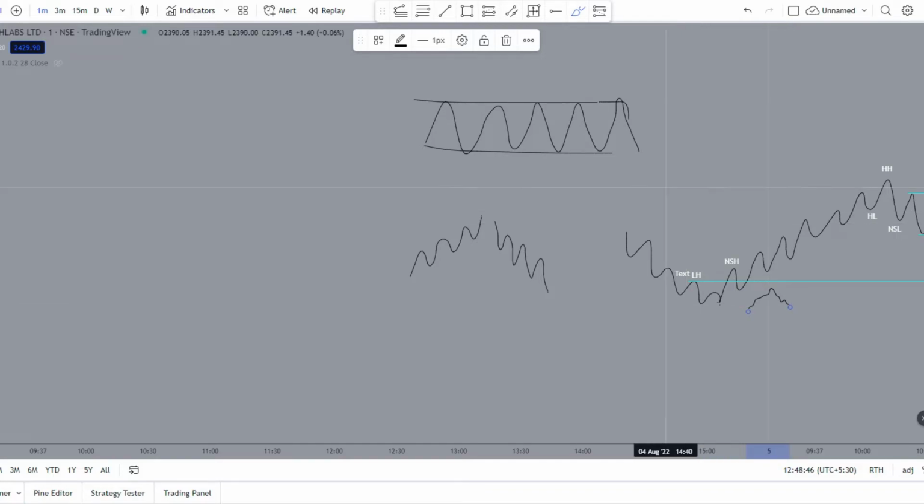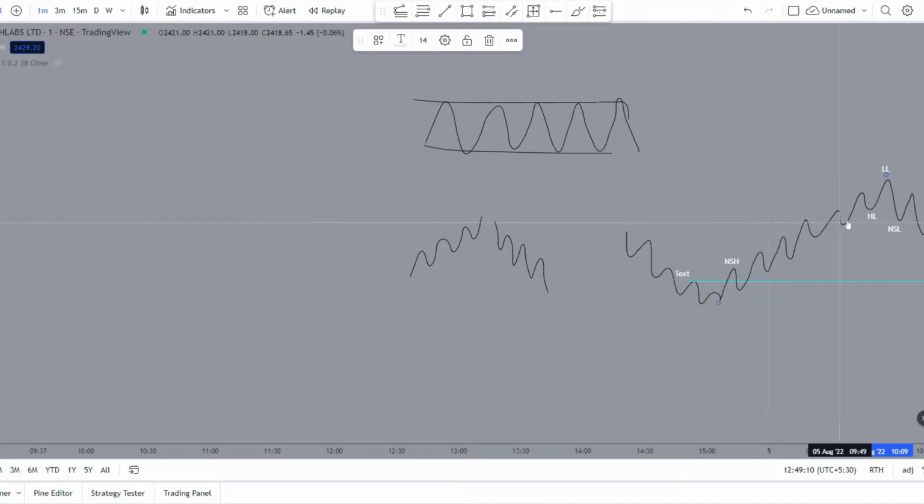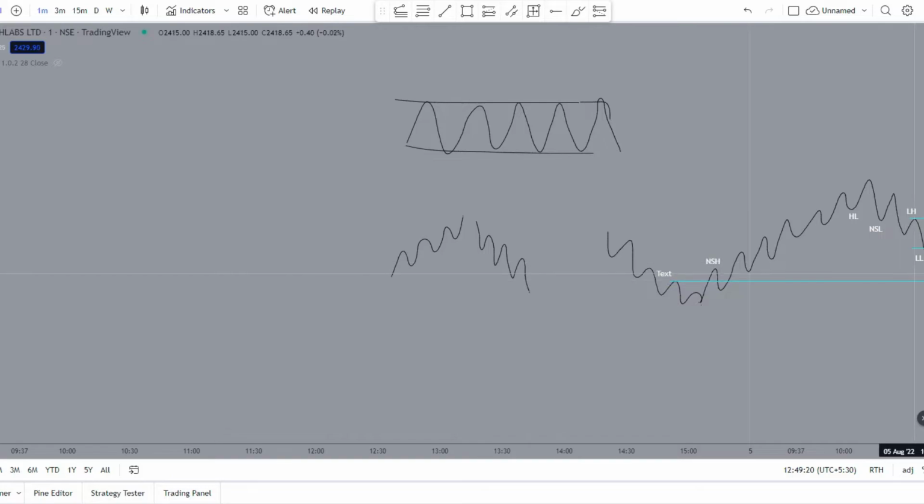Pardon me, my drawing is not that good. Okay, you've got to bear with that. So yeah, we have made a lower high here. A swing comes here. Now we expect that the price should make a lower low. All right. Now this lower low has been broken. Now we expect another lower low to be created. And here we go. We find another one.